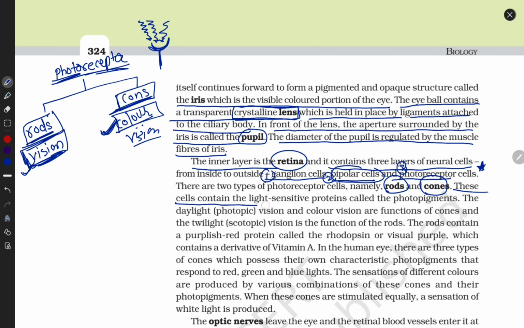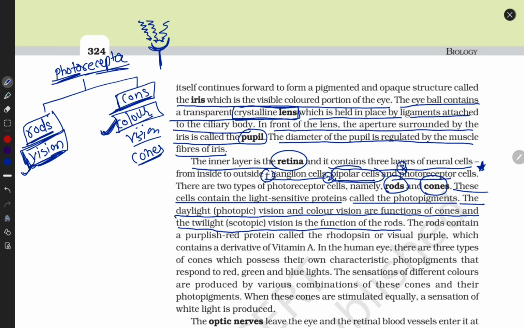These cells contain a light-sensitive protein called photopigment. They receive light. Daylight, photopic vision, and color vision are functions of cones, and twilight, scotopic vision, is the function of rods. In the daytime cones perform better, and in the nighttime rods perform better.